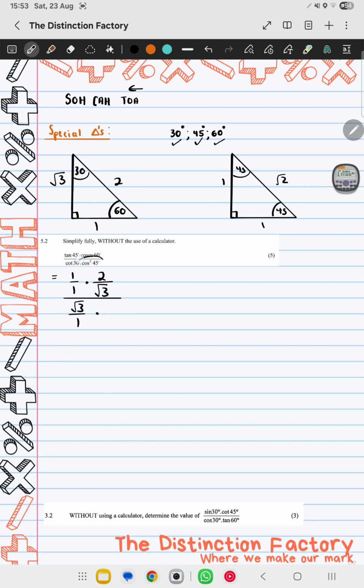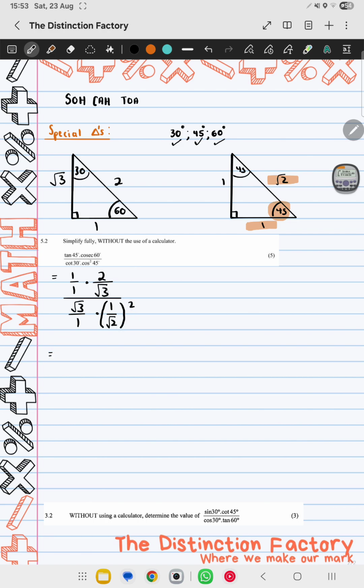Our next one talks about cos squared 45. So we'll first solve for cos of 45, and thereafter we'll put that in brackets and square the entire thing. So let's look at cos. Cos is our adjacent over hypotenuse, and they're talking about the 45 degrees, which is here. So our adjacent side is 1, and our hypotenuse is square root of 2. So 1 over square root of 2. But remember that it is squared. So we'll put this in brackets and we'll square the entire thing.